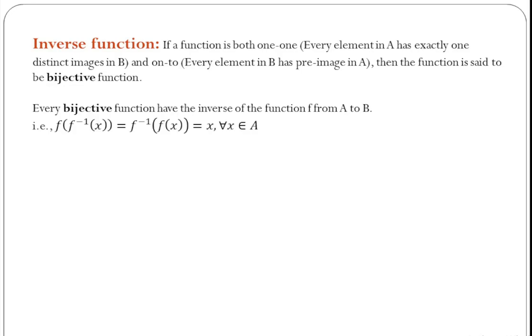If a function is both one-one and onto, we know what we mean by one-one and onto. Shall we draw it? Suppose there are two elements here. What does one-one mean? It is easy to grasp. Suppose we keep the hand on this side, close this side, and see the arrows.